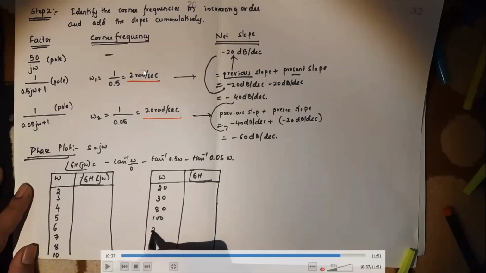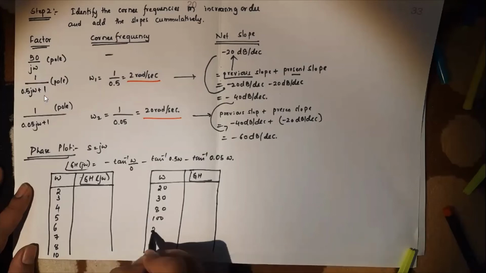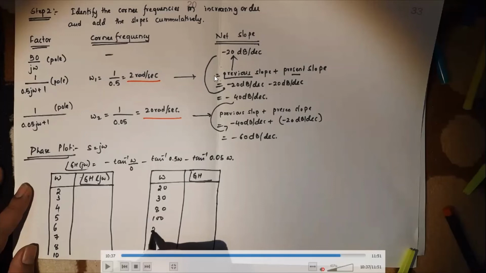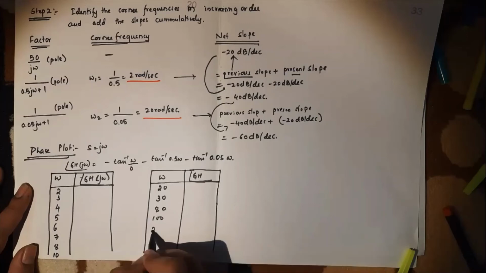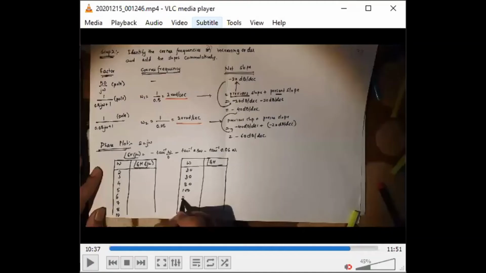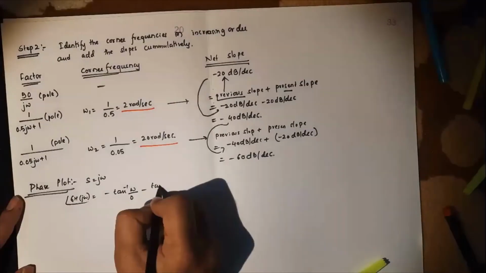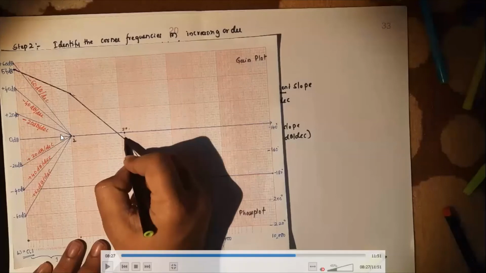This corner frequency may come from a pole or may come from a 0. Suppose imagine we have this factor in the numerator. This is a 0, correct? So when it comes from a 0, the present slope is plus 20 dB per decade. And when you add minus 20 with plus 20, it becomes 0 dB per decade. So your net slope is 0 dB per decade. Where is the 0 dB per decade line present? It is this line.